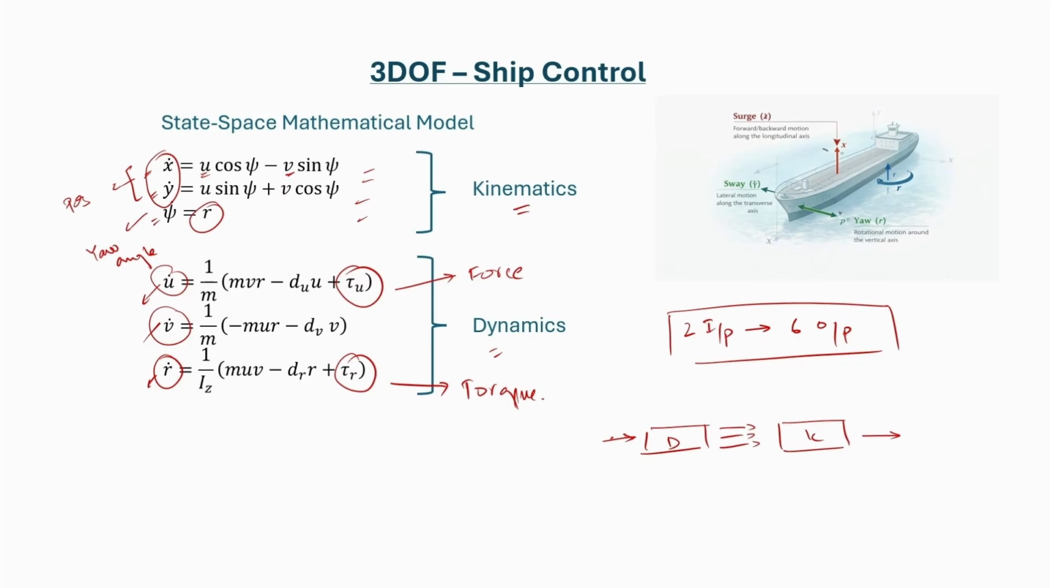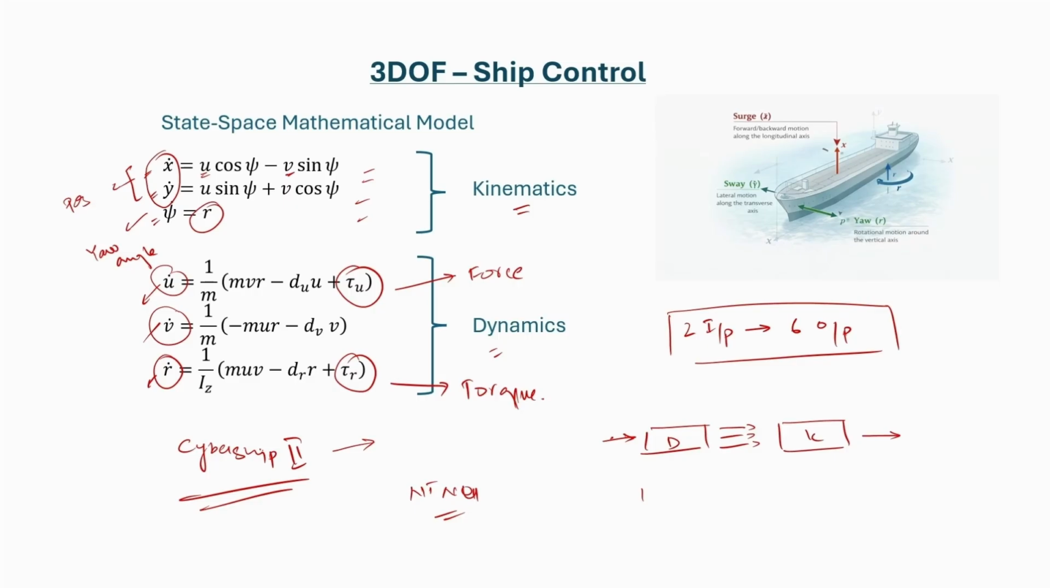Now, for simulation purposes, I should tell you that we will be using Cybership II. We will be using this ship. It is developed by NTNU. Sorry, I don't know how to pronounce it, but it is developed by them. And we will use its parameters for simulation purposes. So once again, the goal is to achieve trajectory tracking.